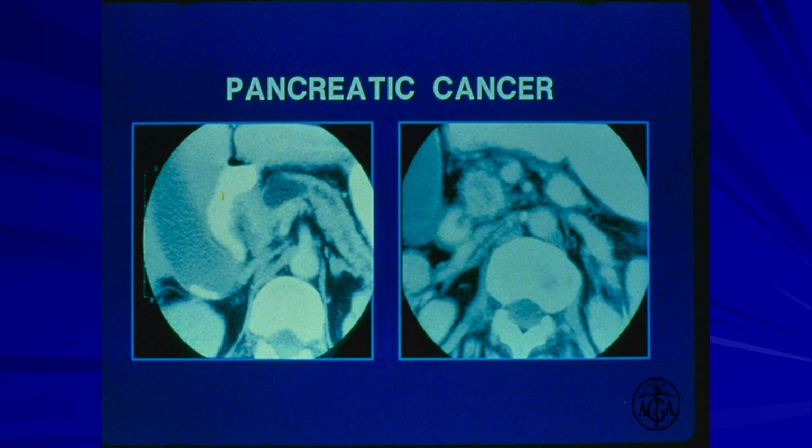This CT scan shows an example of a common cause of obstructive cholestasis, which is pancreatic cancer. On the right side of the slide, in the upper left, there is a mass, which is the pancreatic cancer. And on the left side of the slide, you see a massively dilated gallbladder. We call it Courvoisier's sign.